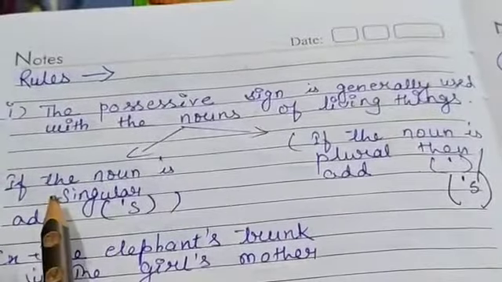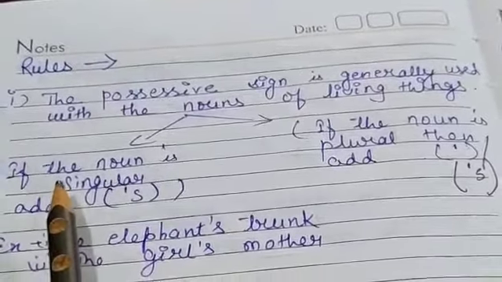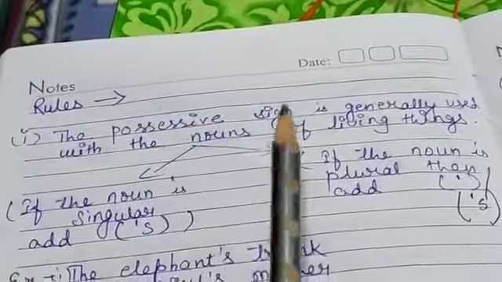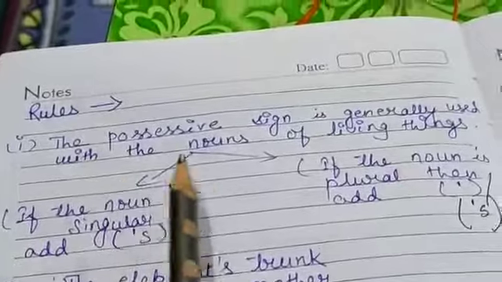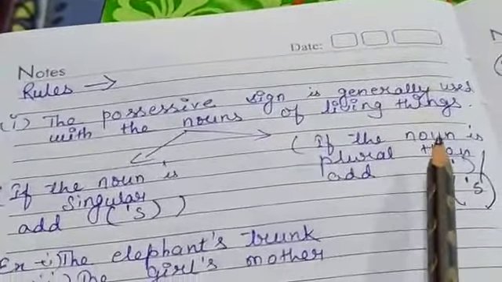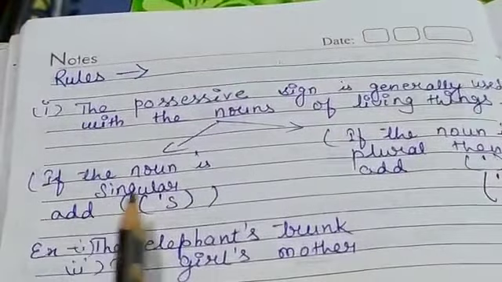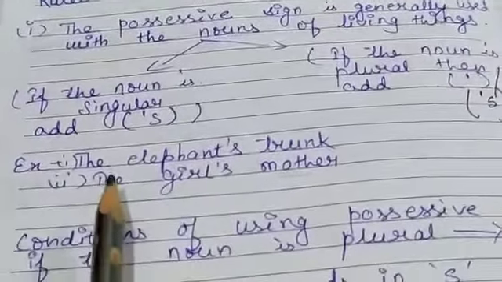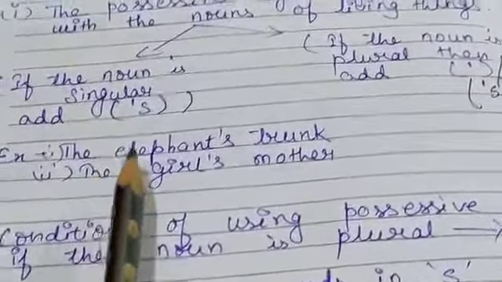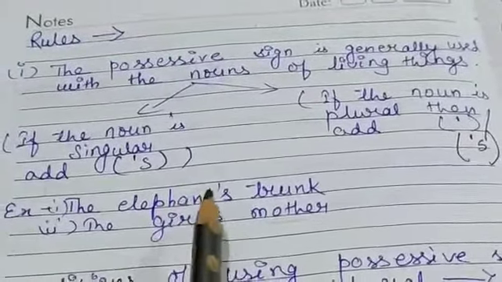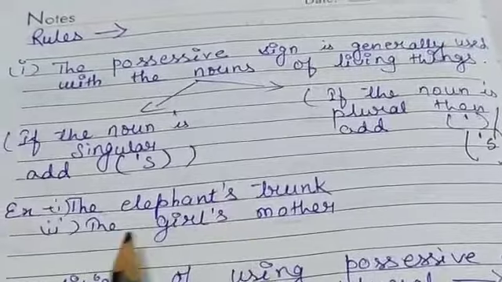Using the possessive signs, you have to remember certain rules. First rule, the possessive sign is generally used with the nouns of living things. If the noun is singular, then add apostrophe S. Like for example, the elephant's trunk, the girl's mother. Here you can see elephant is singular, girl is singular. So with singular we will use apostrophe S.